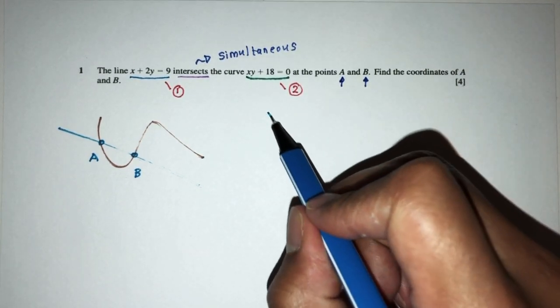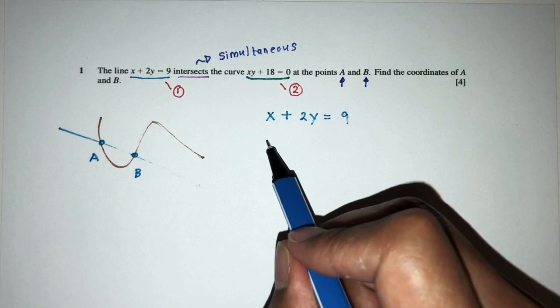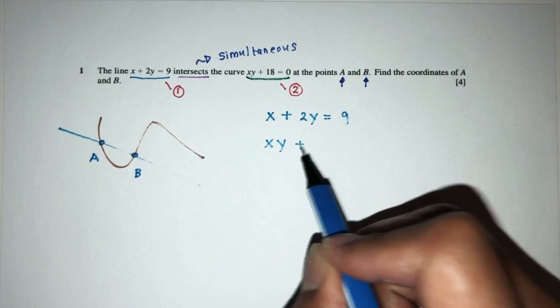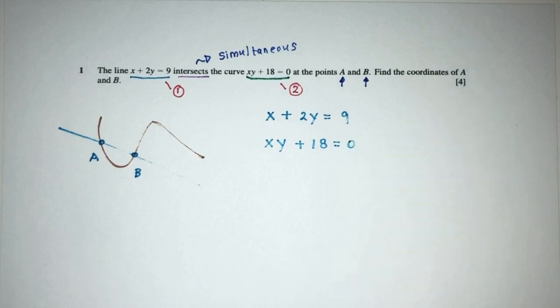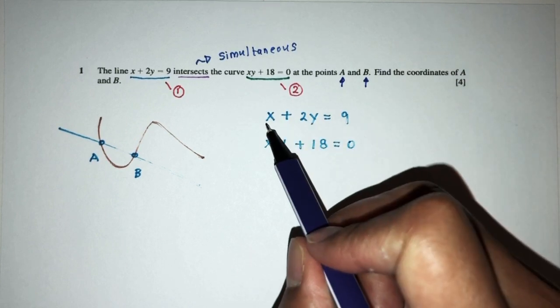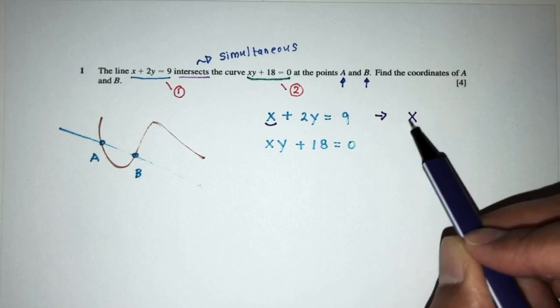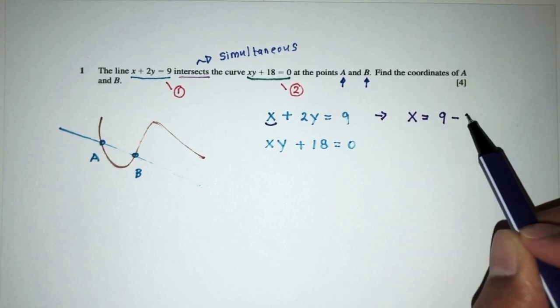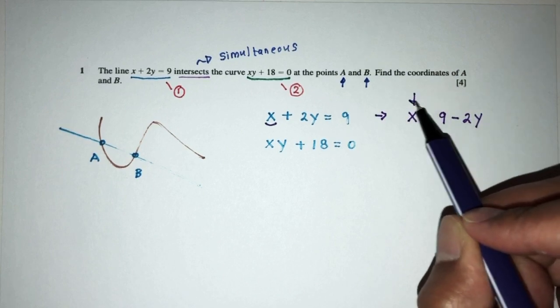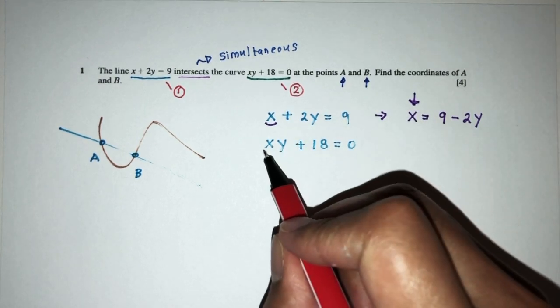So let me write this down. We have first x plus 2y is equal to 9. Now here we have xy plus 18 is equal to 0. Now let's begin with the first equation. I can see clearly that I can make x the subject pretty easily. So that will give me what? From here I will have x is equal to 9 minus 2y. That is, with my x as the subject of formula. Now again, here I'm trying to solve the simultaneous equation, and I'm trying to solve by the method of substitution. So I have x here, so I replace in this spot.